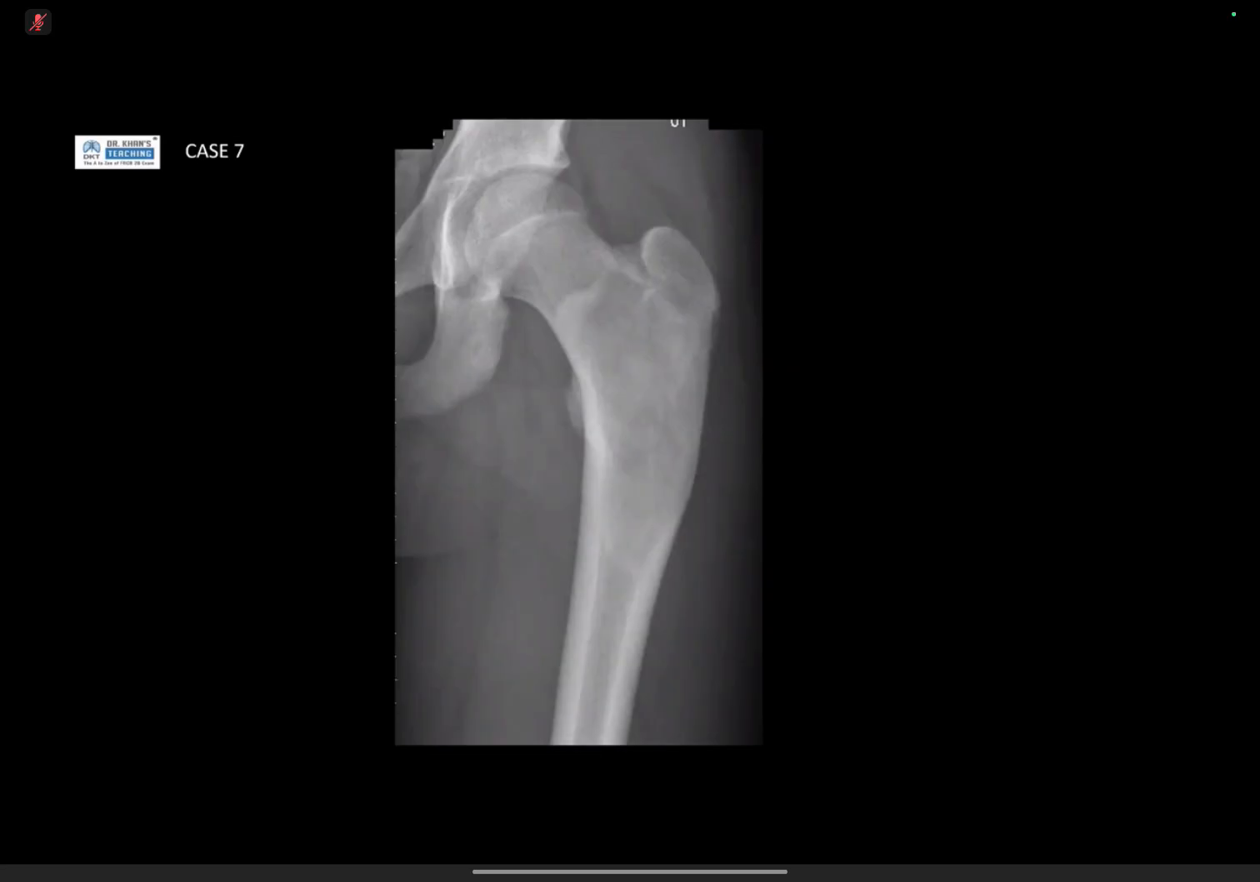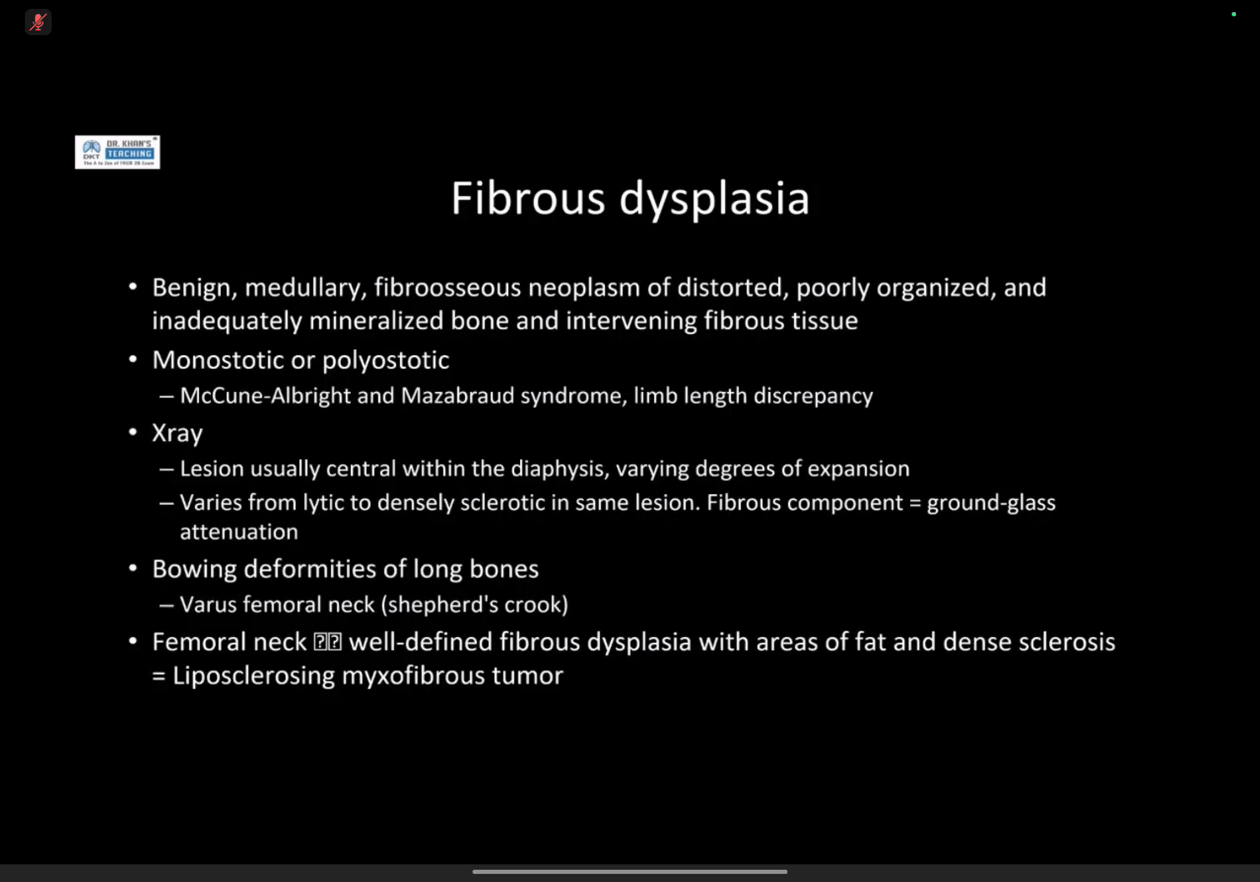Okay, excellent. So yeah, this is a nice example of fibrous dysplasia. They can be mildly expansile, and you get that nice ground glass, smudged appearance internally, which is that fibrous matrix. It tends to be poorly organized. It can occur as a monostotic or polyostotic pathology, and there are multiple syndromes associated with those, which I'm sure you've all heard about, McCune-Albright, Mazabraud, and you can get associated limb length discrepancies.